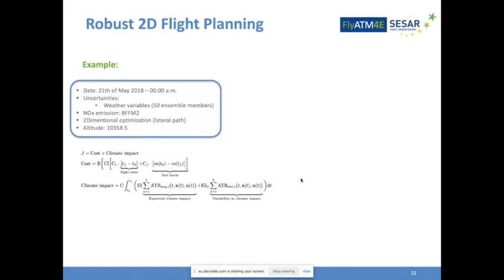Let's go through the next approach, robust two-dimensional flight planning. This uses the direct collocation method. It's a direct approach, and it is for free route airspace. The cost index considered here is exactly the same as before, but here we have another term called variability in the climate change function. In addition to the expected average temperature response, I'm now including the standard deviation of average temperature response in order to also minimize the uncertainty bound.